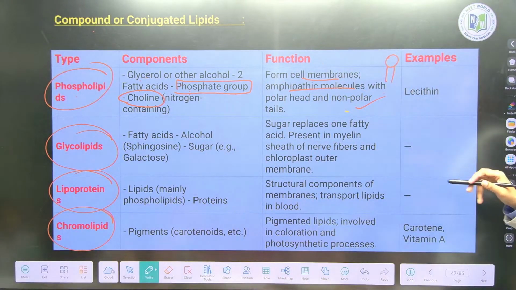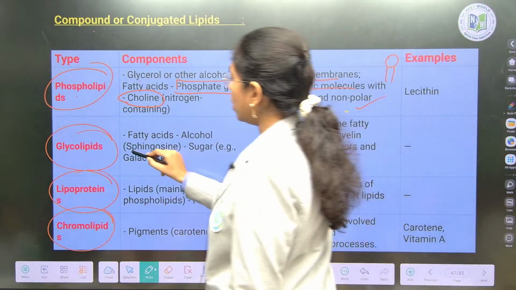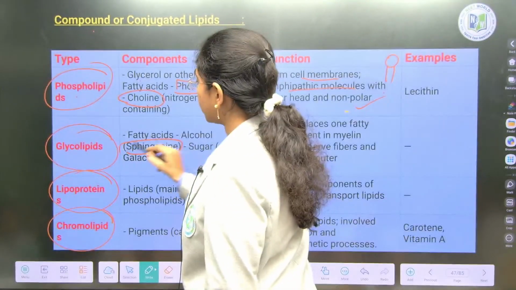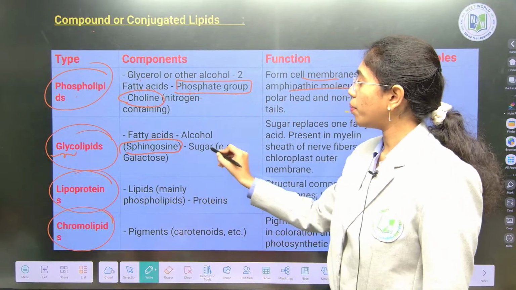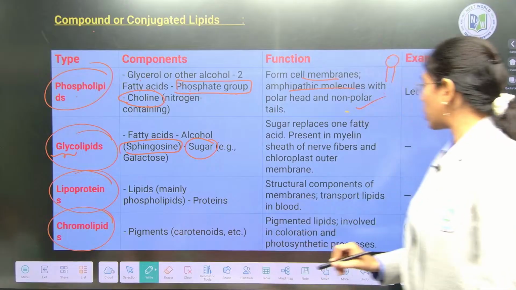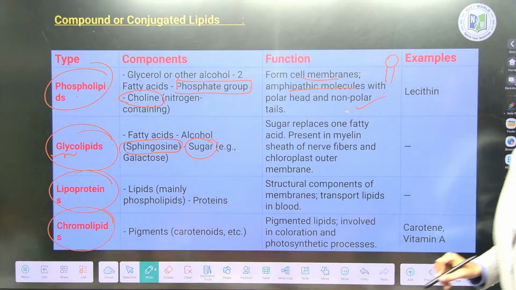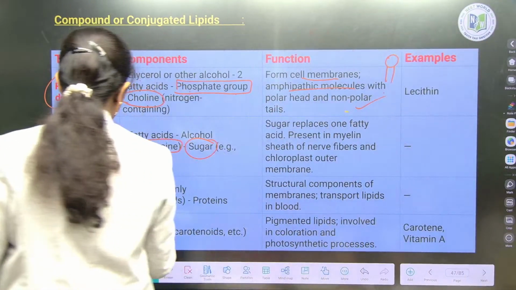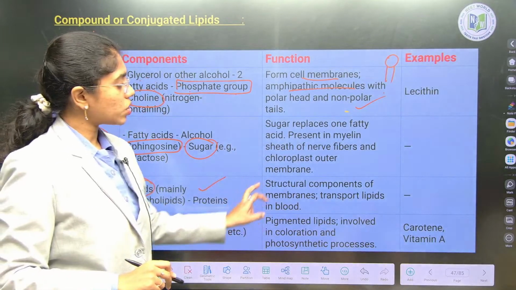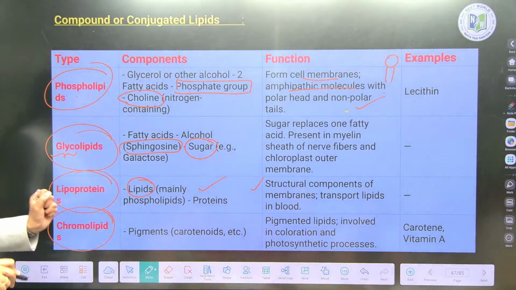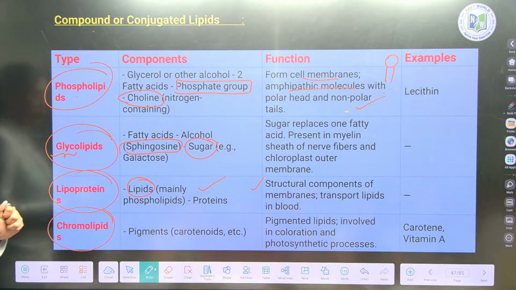Glycolipids have fatty acid and alcohol. Sphingosine, it is addressed as glyco. The name itself is saying that the extra component is sugar. Next is lipoprotein. Lipids, along with that it has proteins. This gives the structural components of membranes. It transports lipids into the blood.